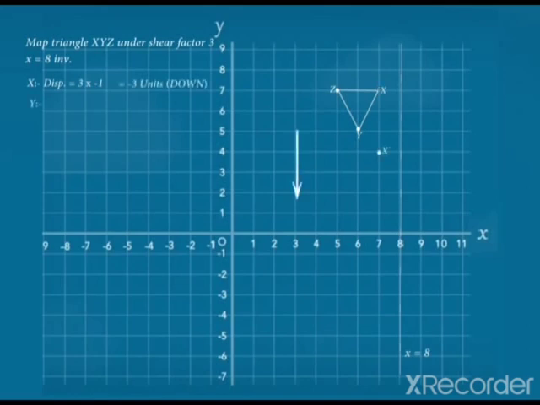Point Y, perpendicular distance from the invariant line is minus 2 units. S is 3. Displacement is minus 6. That is minus 2 times 3. So we move 6 units downwards. Point Z, perpendicular distance is negative 3 units. S is 3. So displacement is minus 3 times 3, giving us minus 9. So we move 9 units downwards. This is the image.